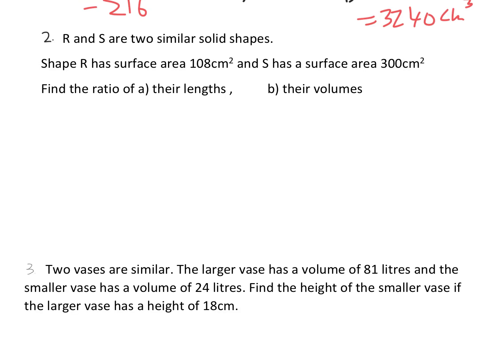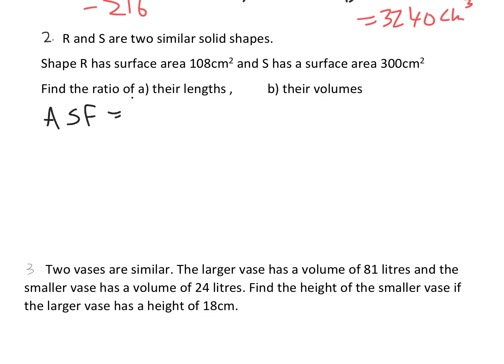Question 2. R and S are 2 similar solid shapes. Shape R has a surface area of 108 centimeters squared, and S has a surface area of 300 centimeters squared. We have to find the ratio of their lengths and their volumes. Okay, this jumps quite quickly into the harder questions. If you're given surface area, you can work out the area scale factor. So we'll go back to 2 dimensions.